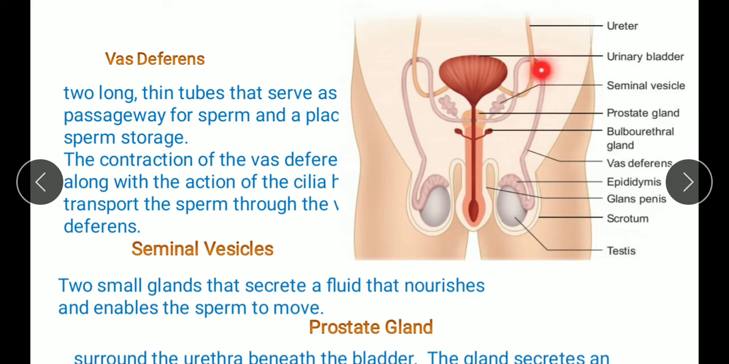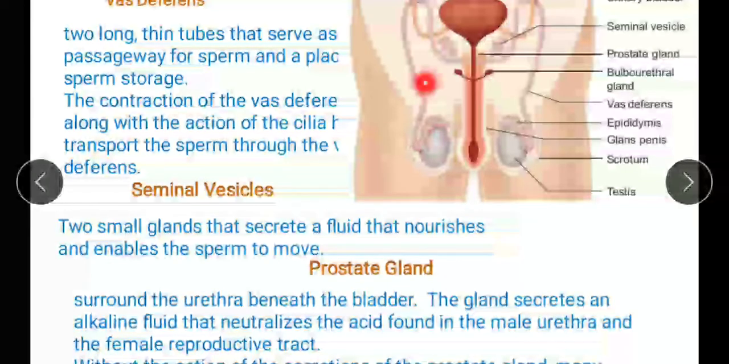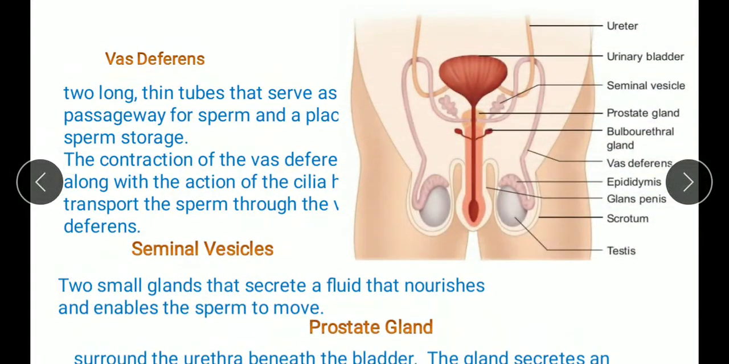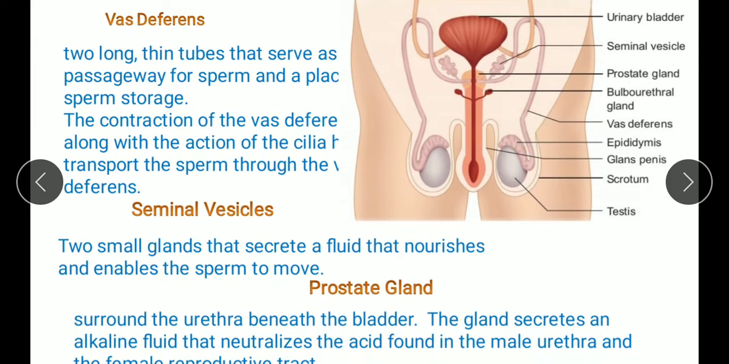These tubes are called the vas deferens. The contractions of the vas deferens, along with the action of the cilia, transport the sperms through the vas deferens. These tubules contract and move the sperms from the storage place to the passage.